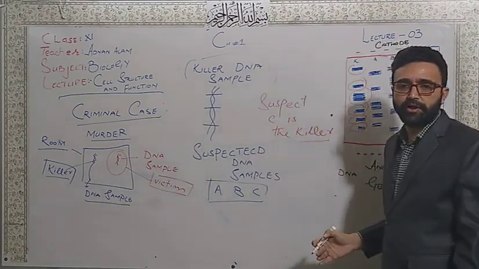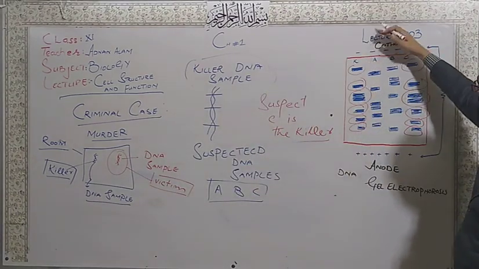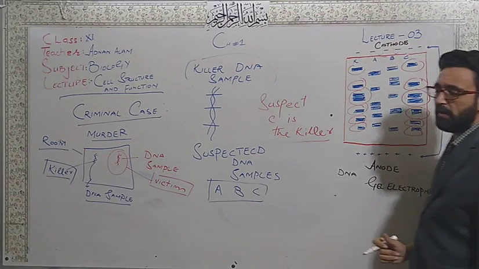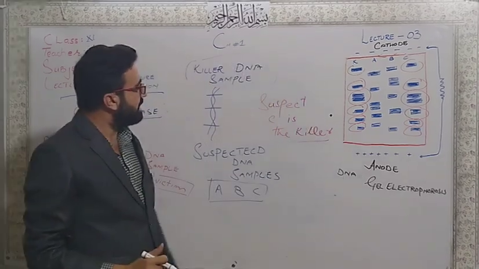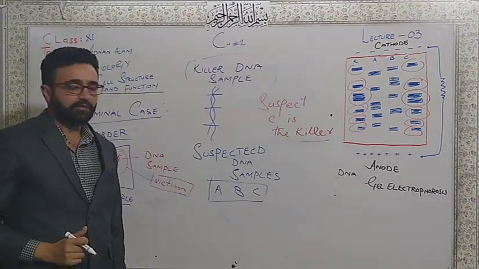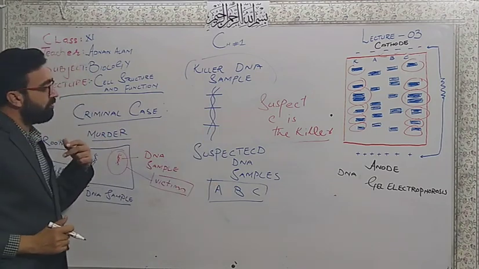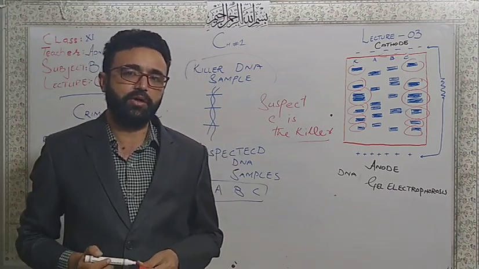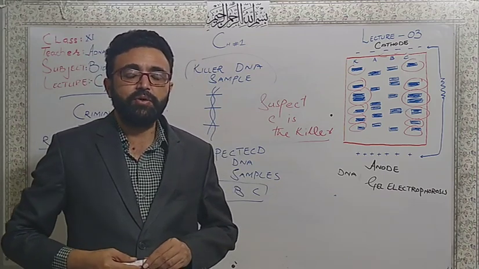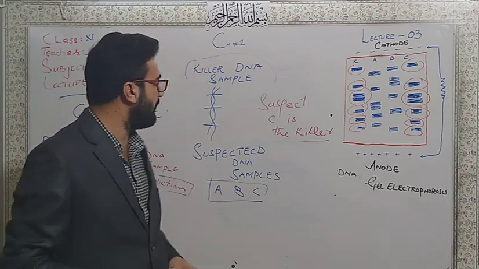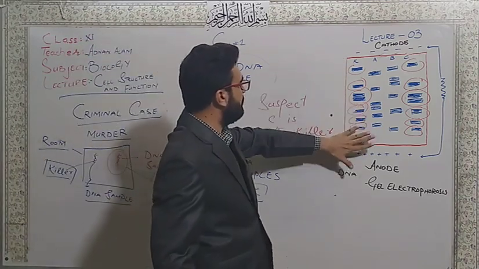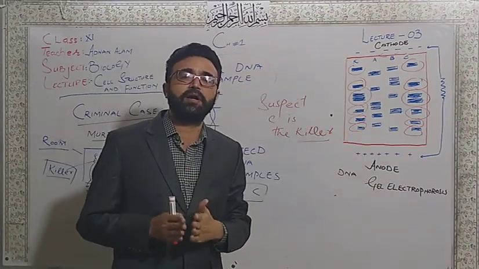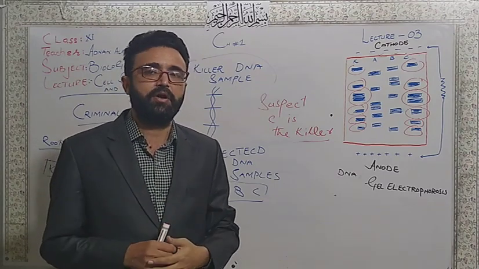What technique did we use here? We used gel electrophoresis, and through gel electrophoresis we separate different DNA fragments which have given us a clear idea about the killer. This technique, gel electrophoresis, is also used in DNA sequencing. In DNA sequencing, usually we want to find out the sequence of the DNA, and we use the same mechanism. We separate them through gel electrophoresis, and then these separated pieces are studied further.